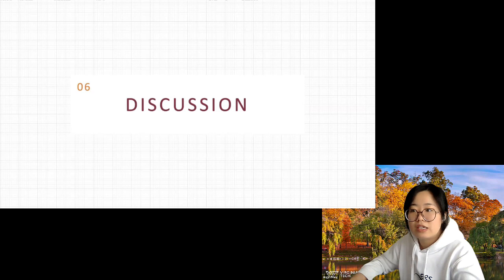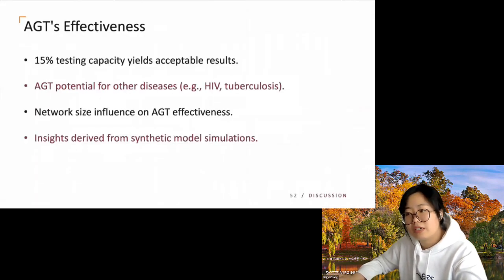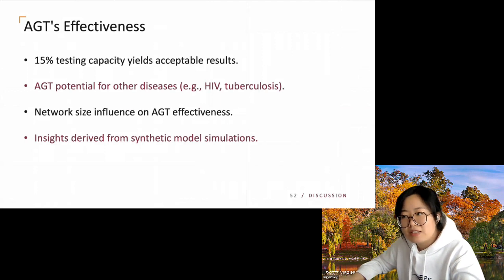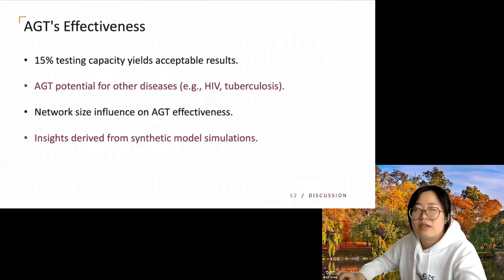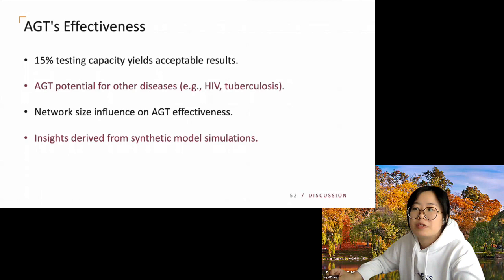As we evaluate AGT's effectiveness, our study paints a clear picture that group testing significantly outperforms individual testing in efficiency. And with adaptive strategies, we can do better. We observe that even with a modest testing capacity, say 15% of the total population, it can produce acceptable results with adaptive group testing. This is encouraging, especially in resource-limited settings.